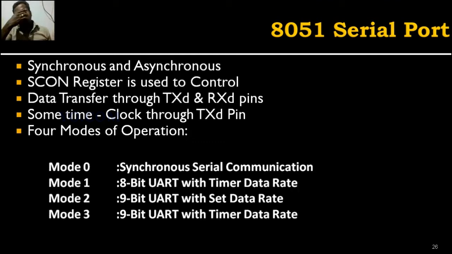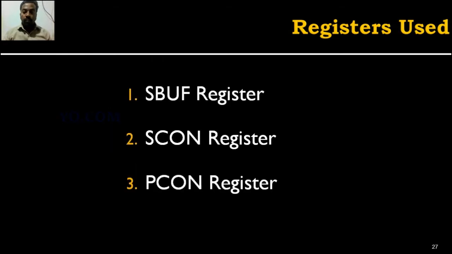So it has 4 different modes. Mode 0 is synchronous serial communication. Mode 1 is asynchronous serial communication with timer data rate, 8-bit. Then mode 2 is a 9-bit UART, that is a universal asynchronous receiver transmitter, with fixed data rate. Mode 3 is a 9-bit UART with timer data rate. So these are the different modes used in the serial port.